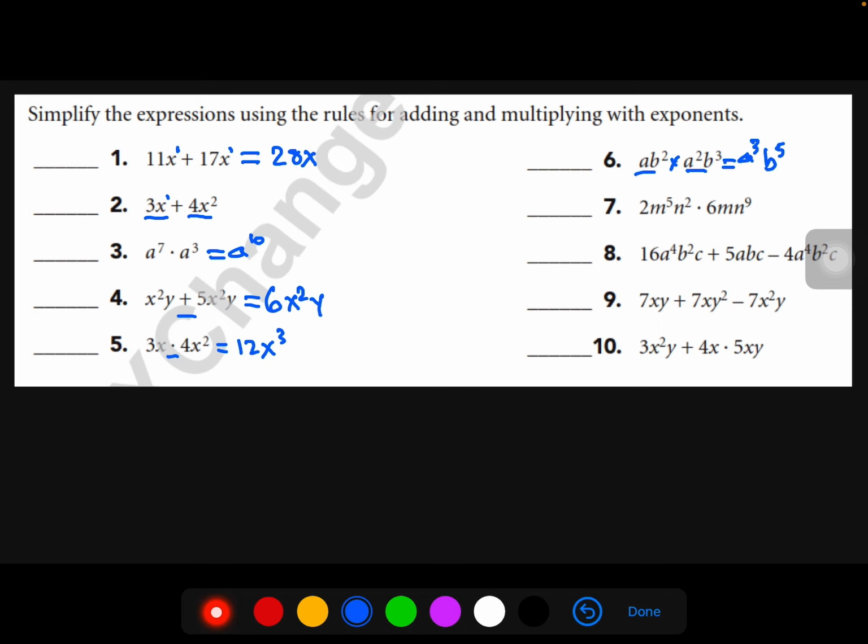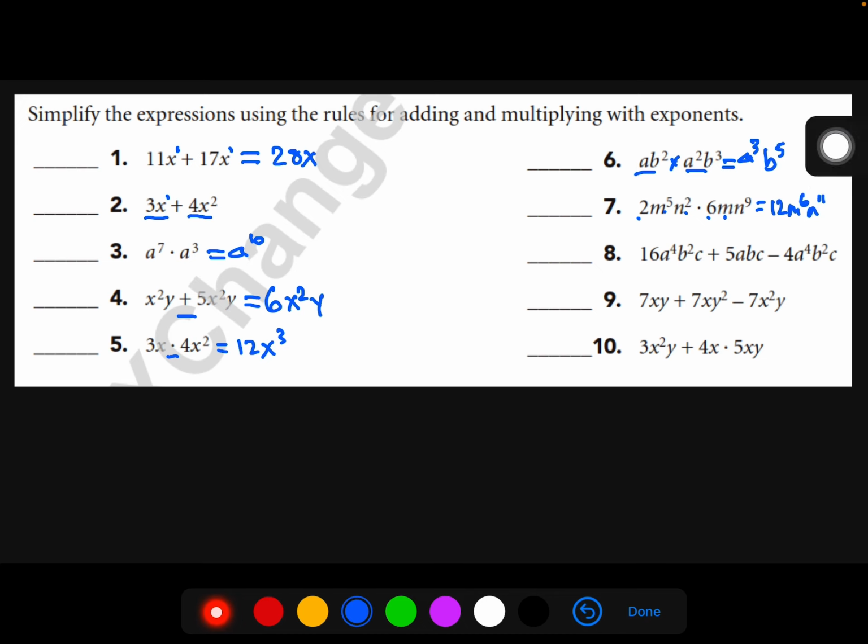When we divide, we subtract the exponents. And if we have coefficients like this one, we'll multiply the coefficients. 6 times 2 is 12. And then we've got 5m here and 1m there. That makes m to the 6th. N squared and n to the 9th, so that's n to the 11th.